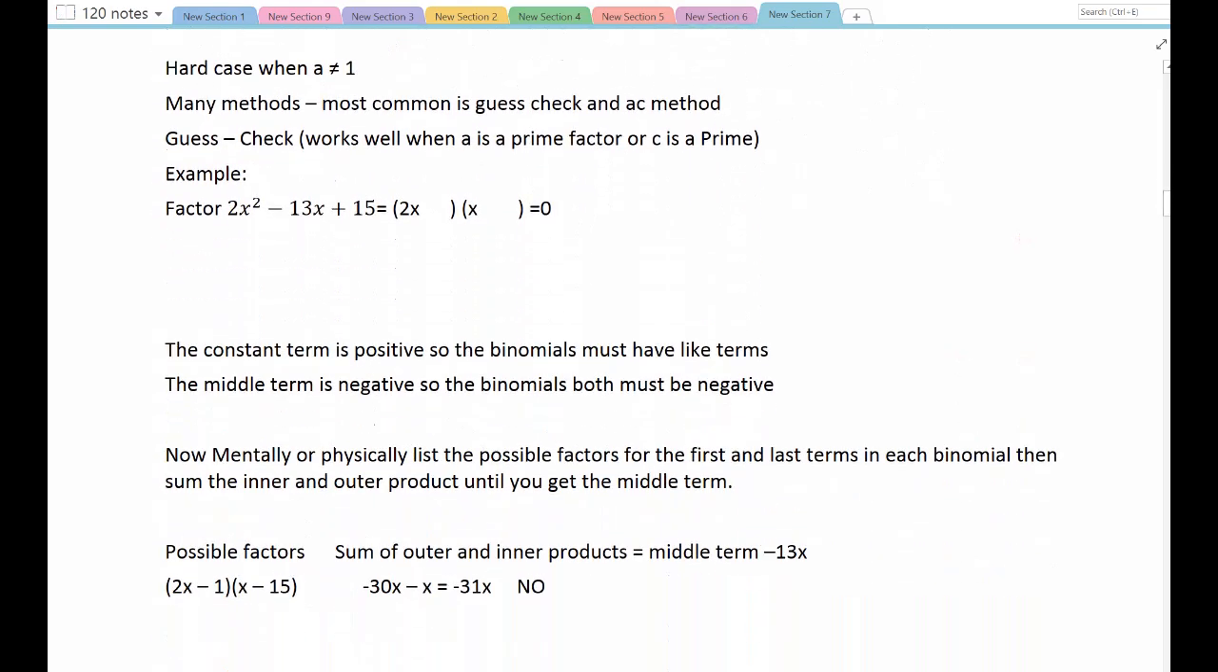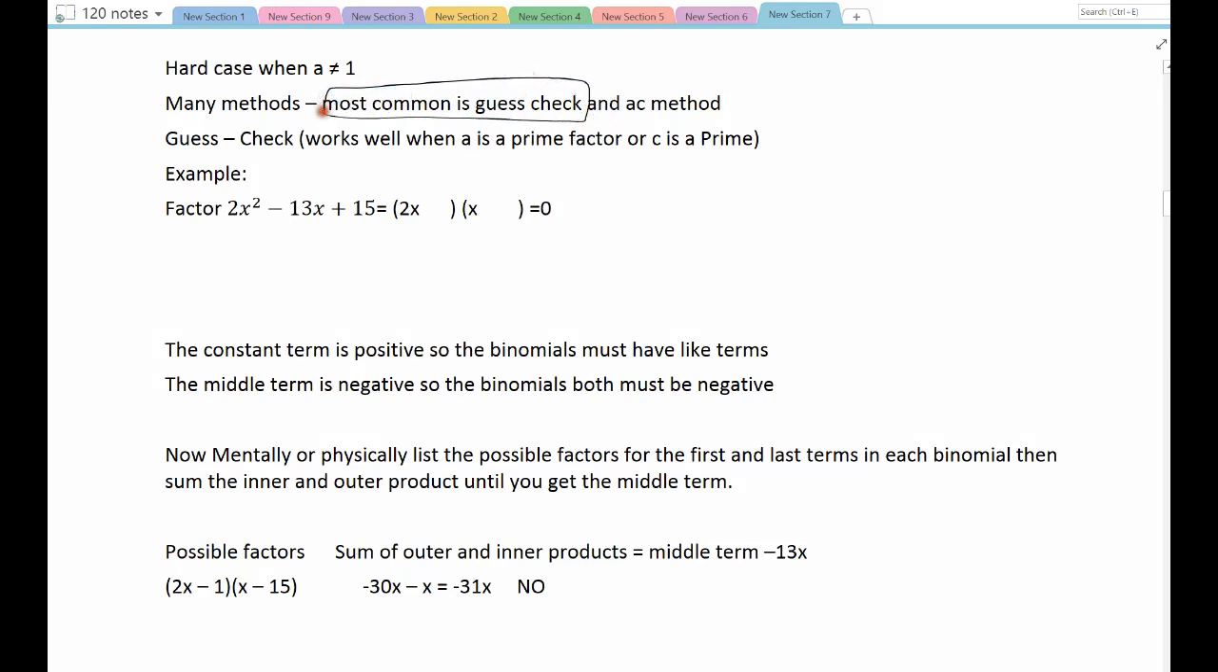Alright, now the hard case. The hard case, there are, like I said, a bunch of methods out there for the hard case. I'm going to talk about the most common methods that we use, which are the guess and check method and the grouping AC method. I know the box method is one that's very popular right now. If you know the box method and you want to use the box method, that's fine. Alright, the first one I'm going to talk about is the guess and check method.